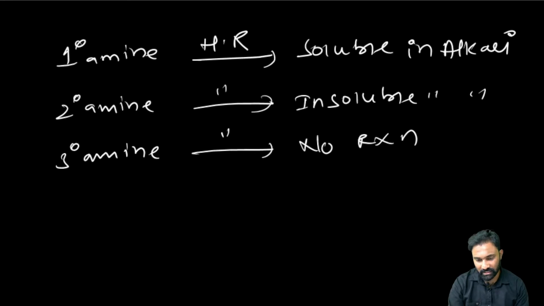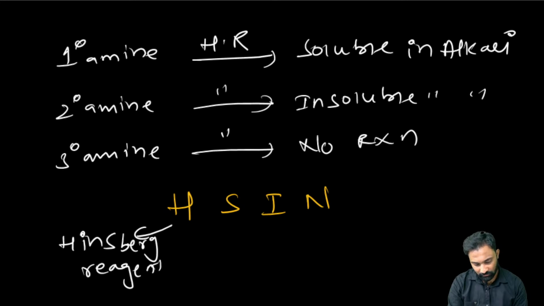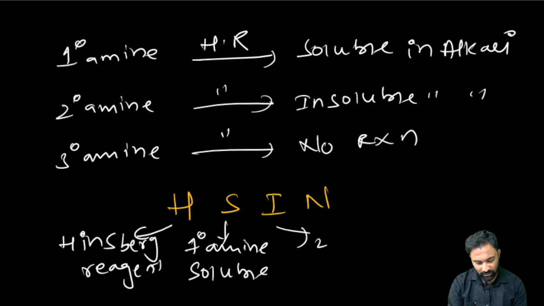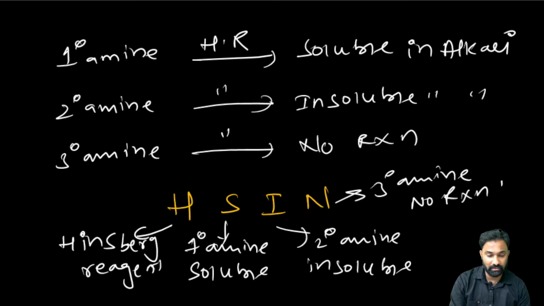Remember this Hinsberg reagent trick like a asin. It is like the asin trick. You remember like this asin, means Hinsberg reagent. This is a Hinsberg reagent. 1 degree amine soluble. 2 degree amine insoluble. And 3 degree amine no reaction. Right?